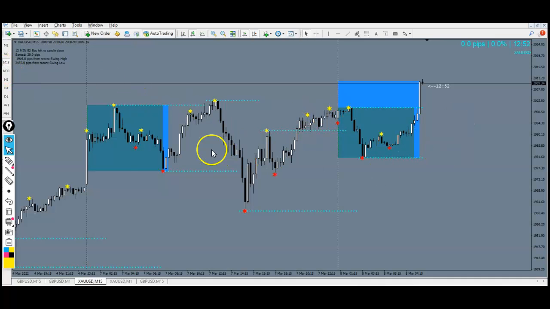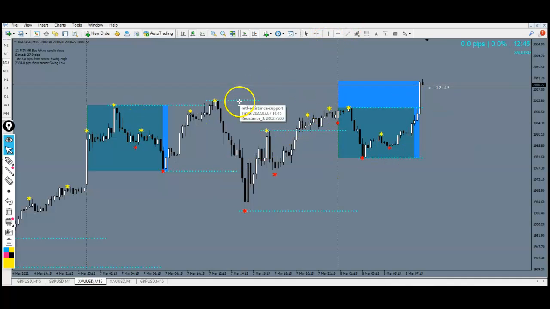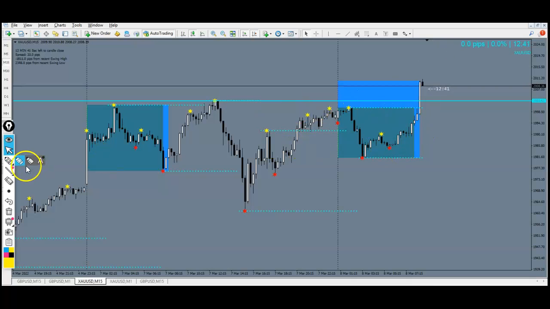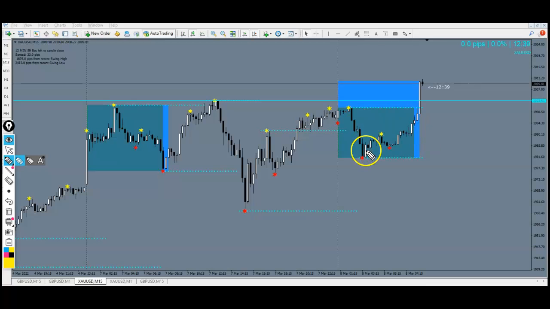Let me see what we have. So we see price was moving sideways here, and it has broken the high, yesterday's high. What we could expect, because we like to trade the trend and we see it's been moving up, is for it to move back down, maybe to this zone here or to this zone here, and then shoot back up. It could come all the way down and shoot back up.